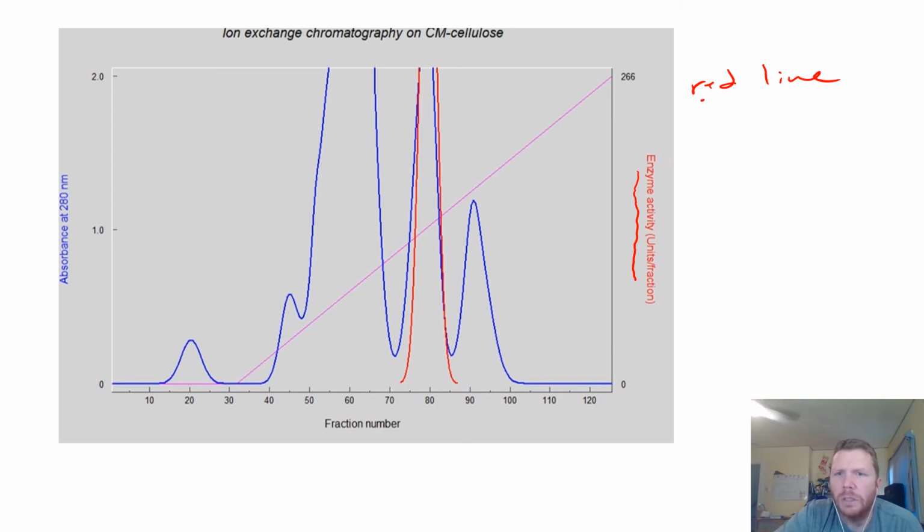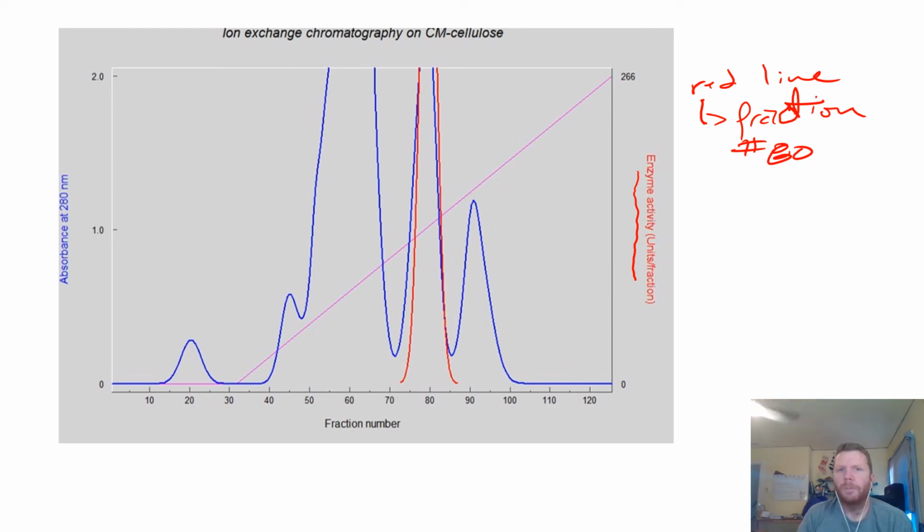And it shows us that around fraction number 80, we have our highest or our largest amount of enzyme activity. So what that tells you is the enzyme that we're trying to purify, chances are it's at about fraction number 80. Do we have any of our enzyme in fraction number 90, 100, or 110 or anything like that? No, we don't. Do we have anything in 70 or prior?